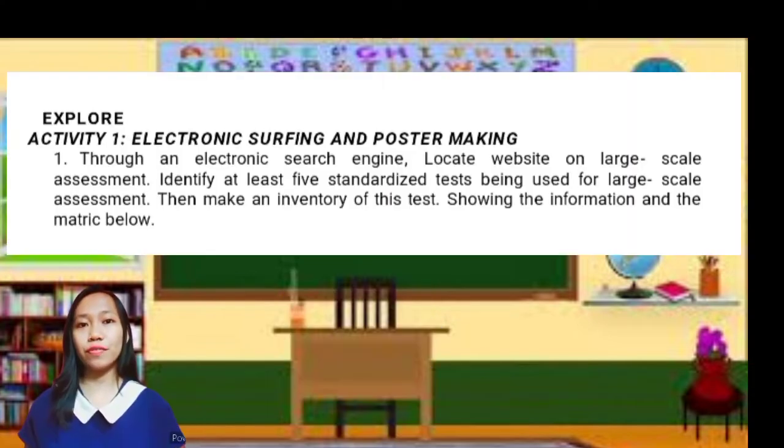Answered by our group. Activity 1 is entitled Electronic Surfing and Poster Making. Number 1: through the use of a search engine, identify at least 5 standardized tests being used in large-scale assessment.